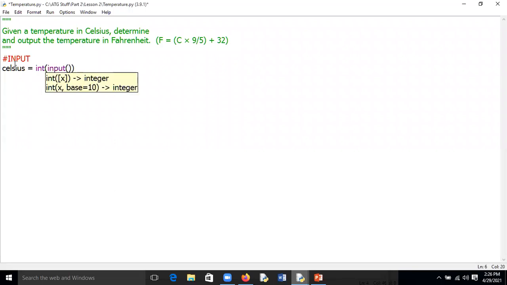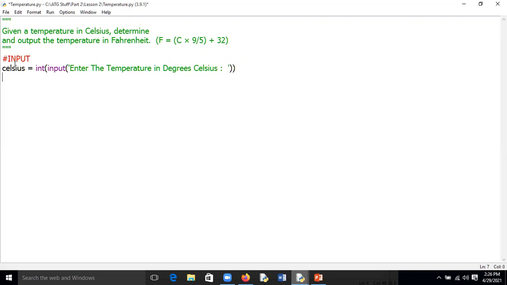input, and enter the temperature in degrees Celsius. Once again, the user is going to enter the temperature. It's going to be a string. Your int here will convert it into an integer and store it in Celsius.